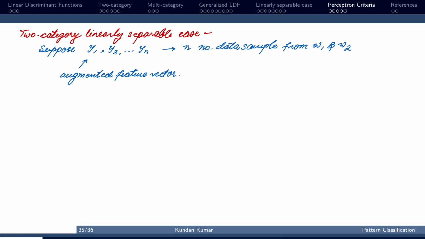And how do we obtain the augmented feature? If we have the feature vector x having the feature components x1, x2 and xd, then we obtain the augmented feature y as follows, where the added one is just because of the bias term.